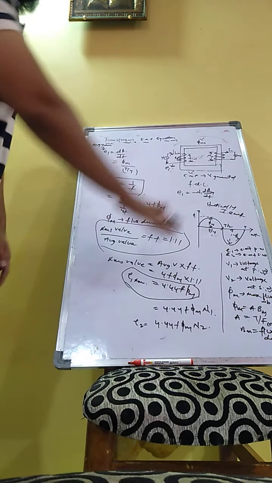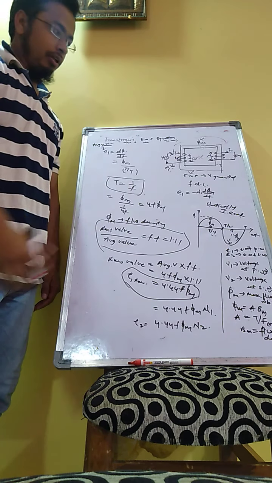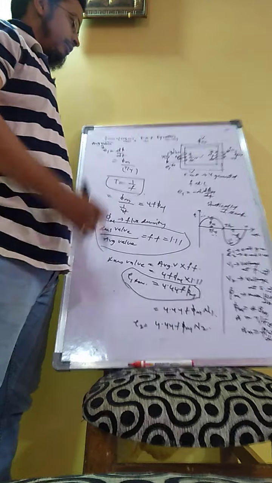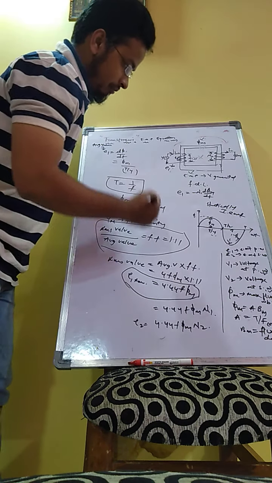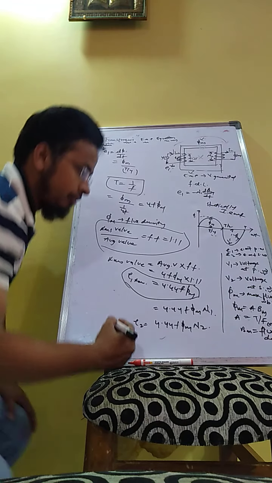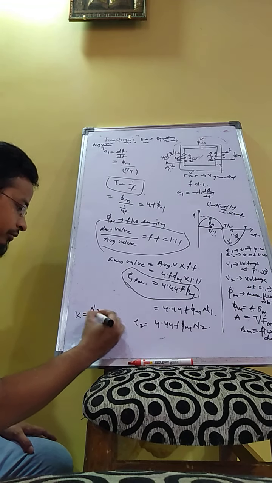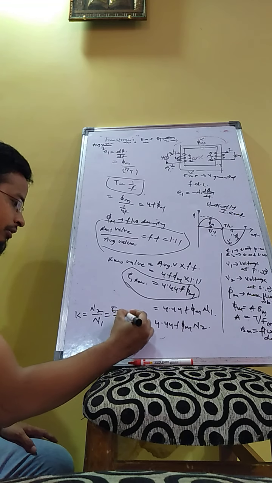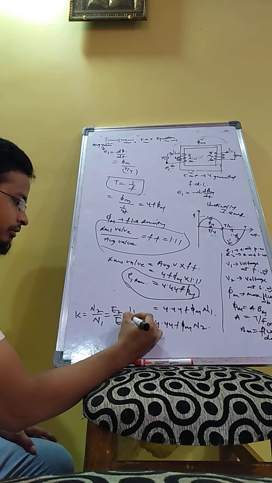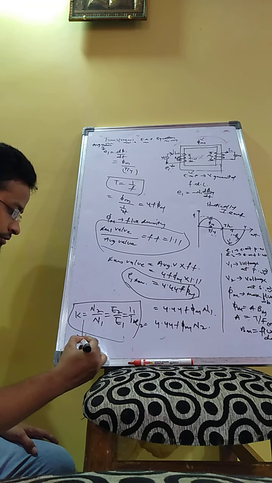So this is the basic transformer equation which we can see on the board and which we have discussed today in the class. One more major equation of a transformer is K equals N2 by N1 equals E2 by E1 equals I1 by I2, which we call the transformation ratio.